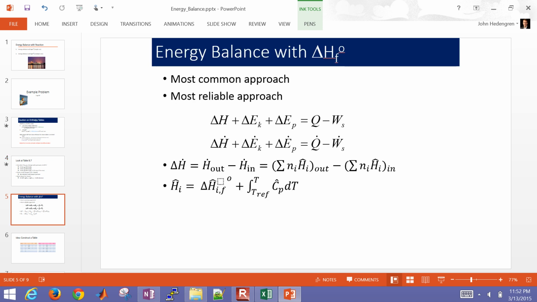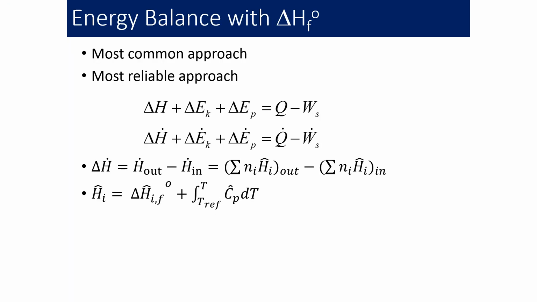Okay, so let's do an energy balance with heat of formation. We showed in the previous example that when we just have one reaction, we can use the path method. But this is going to be another method. We're going to use this when there are multiple reactions, for example. It's going to be the most common and most reliable method.